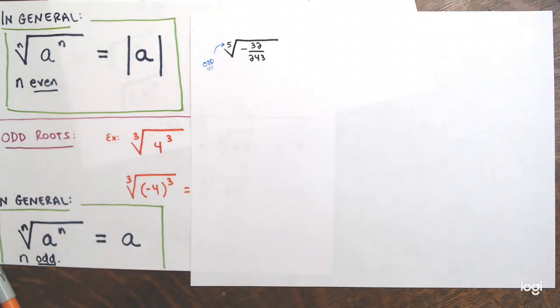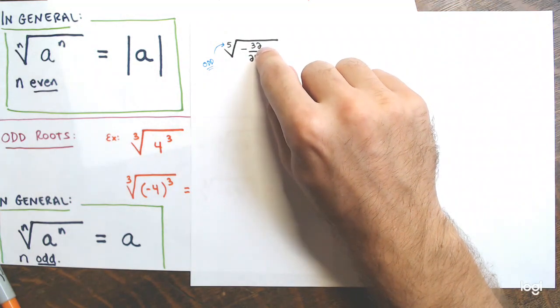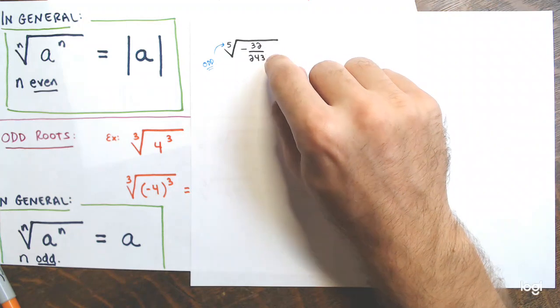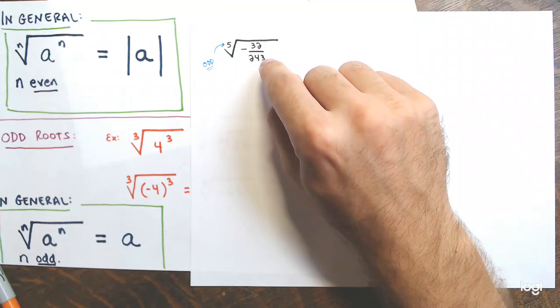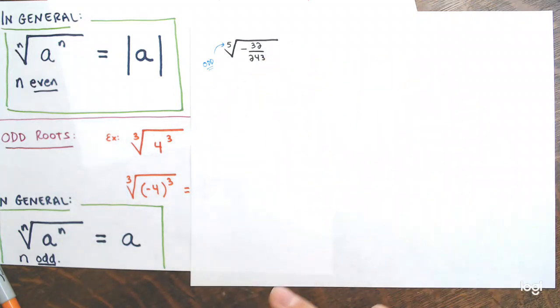And if you know what your perfect 5th powers are, I talked about perfect nth powers in the last video as well on evaluating nth roots. 32 is a perfect 5th power, right? That's actually 2 to the 5th. And 243 is also a perfect 5th power. It's actually 3 to the 5th.